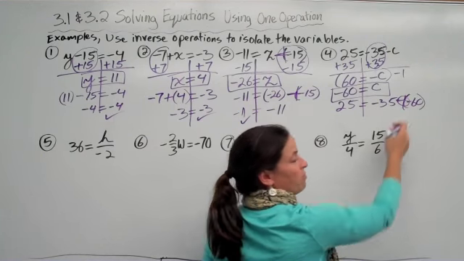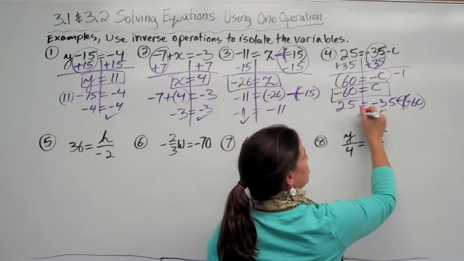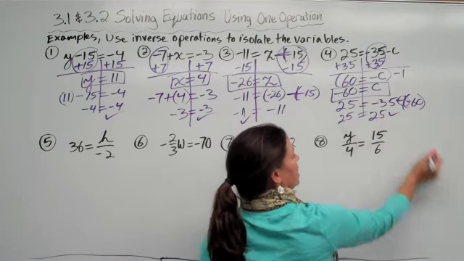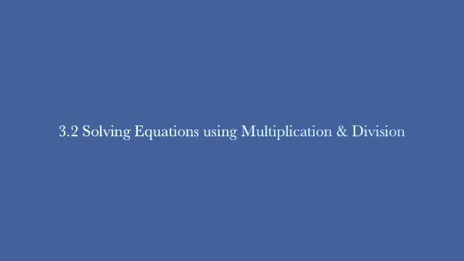What is negative 35 plus 60? It does, in fact, equal 25, which is what I had over here. Yay! Ladies and gentlemen, welcome to New Orleans.